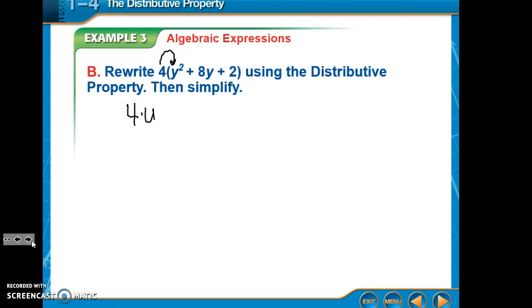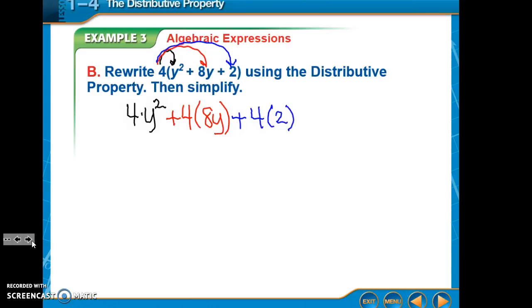So here we have 5 times y squared, and we have plus 4 times 8y. And the 4 is going to get distributed to the 2, so plus 4 times 2. So simplifying, 4 times y squared is 4y squared. 4 times 8y is 32y. And then 4 times 2, 8.